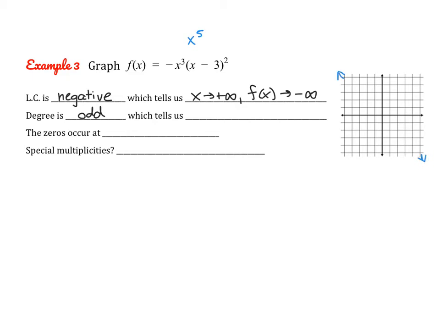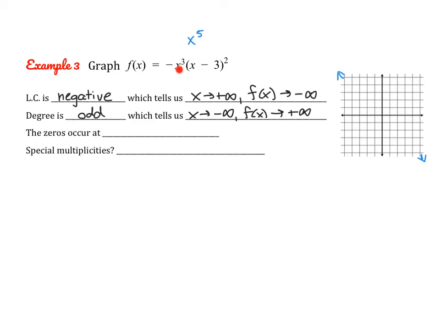So I'll draw a little arrow there to remind us. So that means that as x approaches negative infinity, f of x approaches positive infinity. So you can see here that the end behavior is opposite. Now let's see where our zeros occur.